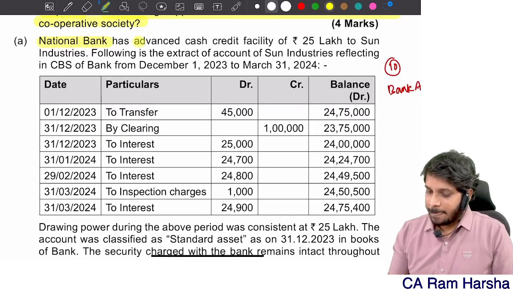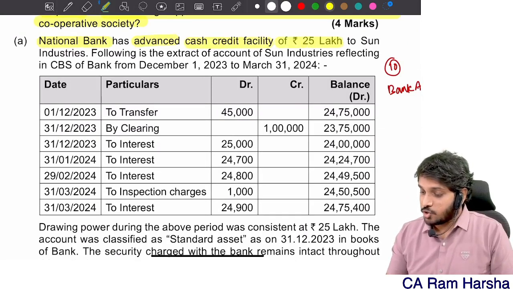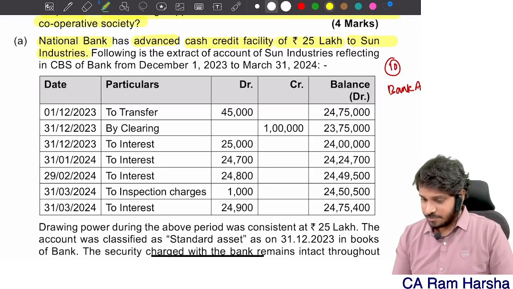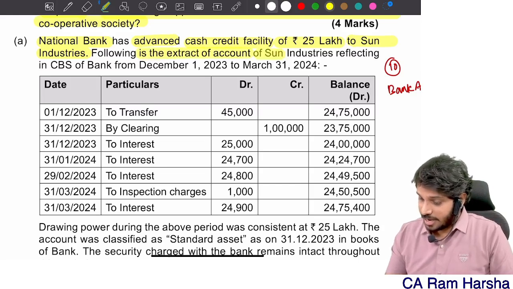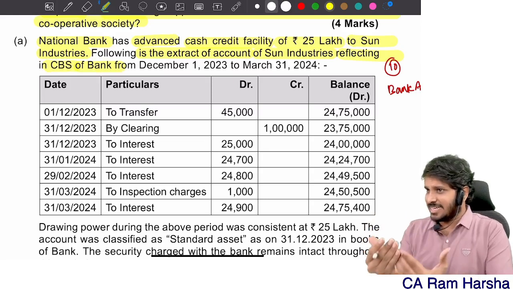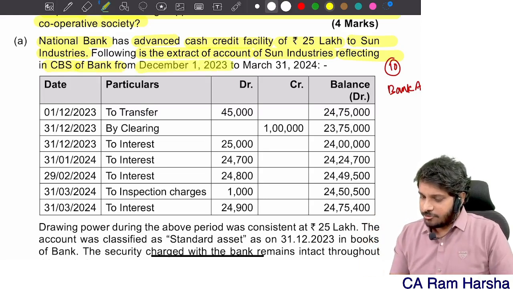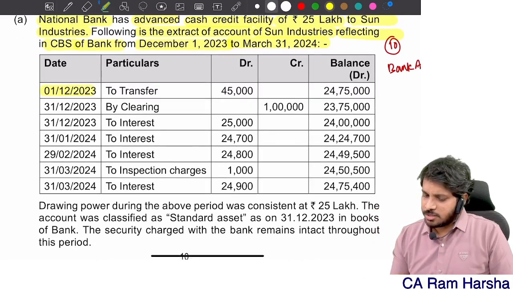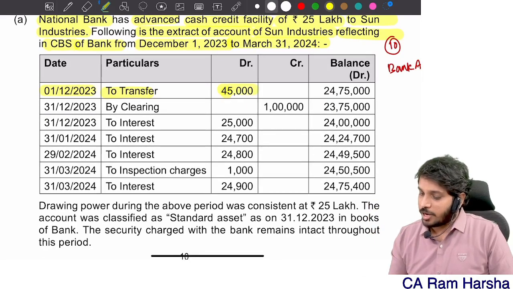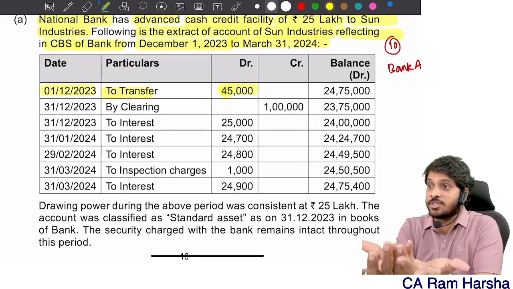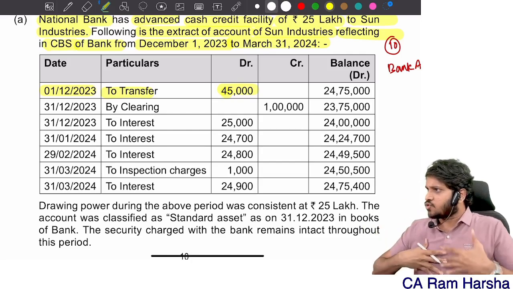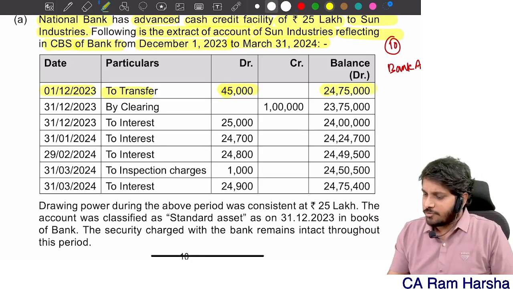National Bank has advanced a cash credit facility of 25 lakh to Sun Industries. Following is the extract of accounts of Sun Industries reflecting in the core banking solution of the bank, the Sun Industries ledger account, from December 1st to March 31st. First December, transfer, 45,000. Transfer means what? The customer withdrew money, so the bank will debit when the customer withdraws the loan. For the bank it's an asset, so they debit. Correct? 24 lakh 75 outstanding.